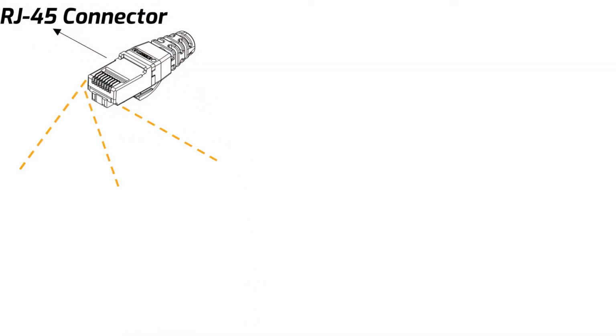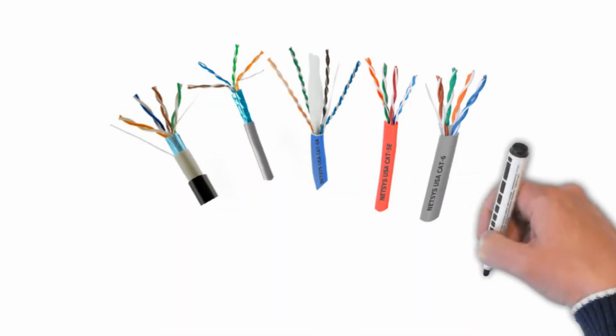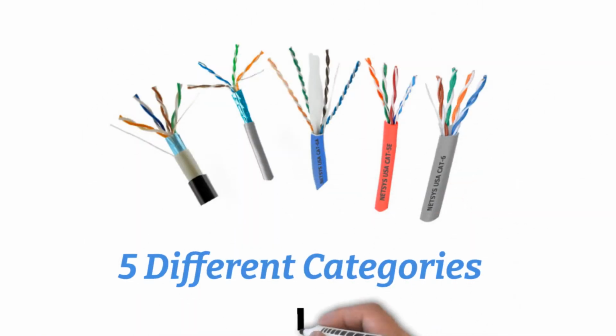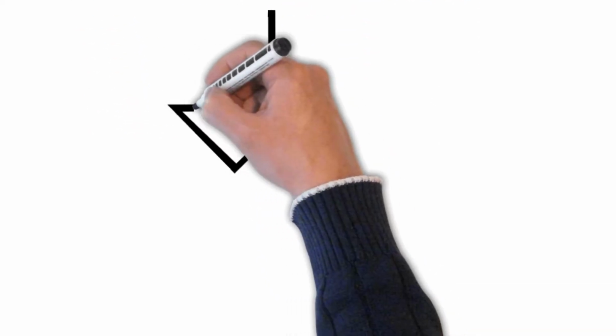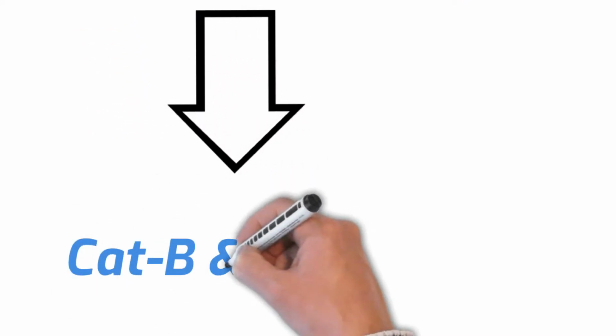The standard Ethernet cable is a shielded twisted pair (STP) cable with an RJ45 connector that is used to connect devices such as computers, printers, and servers within a local area network. The standard Ethernet cable is available in 5 different categories, each with its own bandwidth capacity. The most common types of standard Ethernet cables are Cat-B and Cat-C cables.